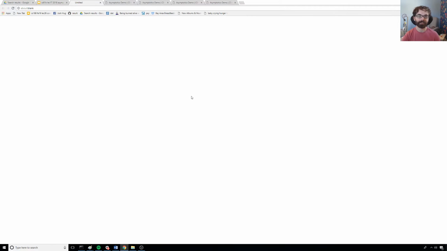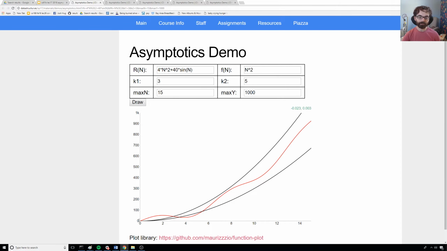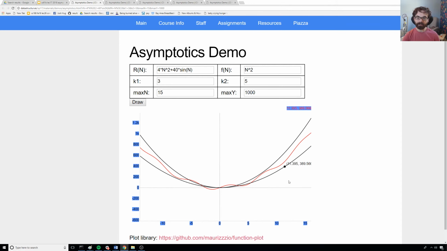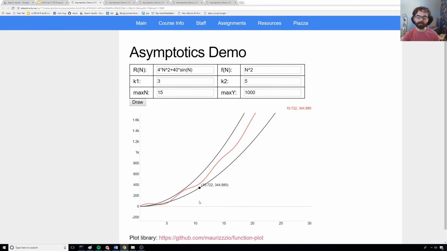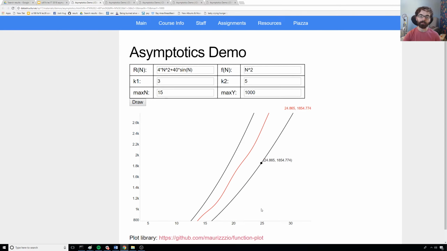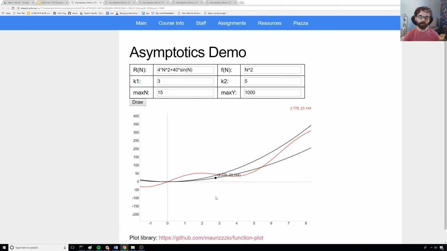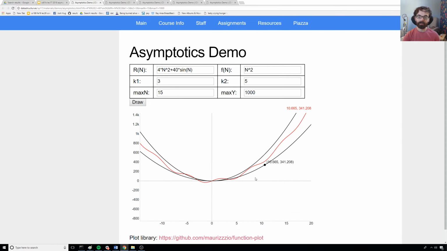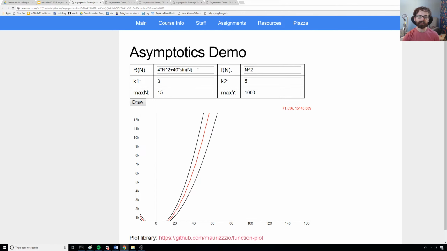Let's see a picture. I think that should help. Okay. So the red line shows r of n as n gets bigger. And we can see that for very large n, it does actually look a lot like n squared. In fact, it fits between 3n squared, which is the bottom line, and 5n squared, which is the top line. Now, of course, for small n, it's wiggling in and out. But if we zoom out, we can see this is basically just a parabola.